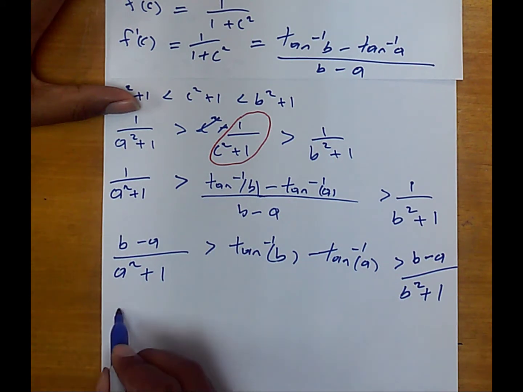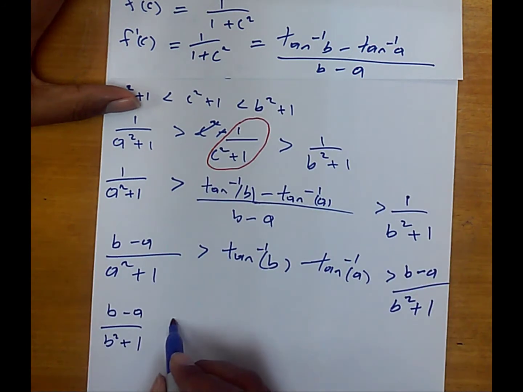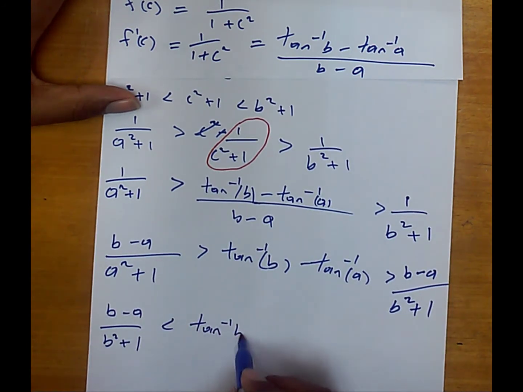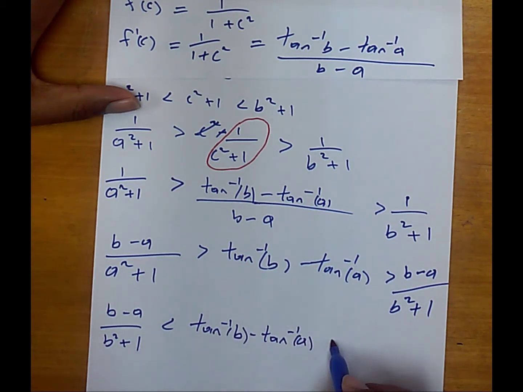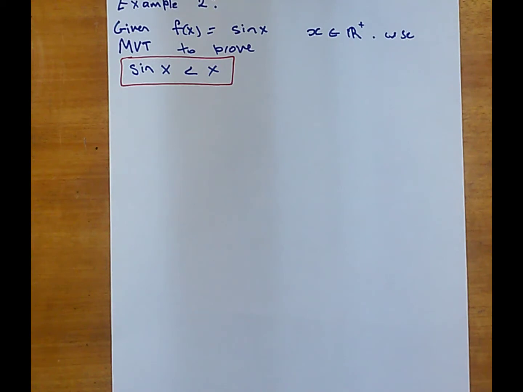We can also rewrite this as b minus a over b squared plus 1 is less than tan inverse b minus tan inverse a less than b minus a over a squared plus 1, and that's it for example 1. Now on to example 2. Given f of x is equal to sine x for x in R plus, use MVT to prove that sine x is less than x.